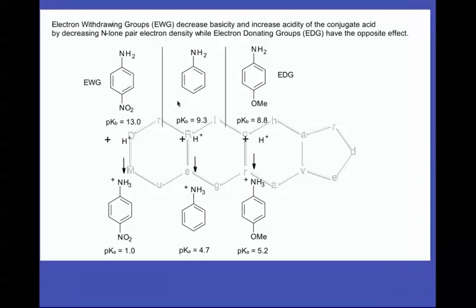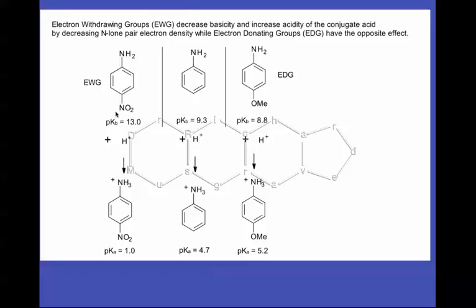The other thing we notice is that we can do what we were doing with the acids earlier. We can add electron withdrawing and electron donating groups to the ring, and we can investigate both the basicity and the strength of the conjugate acids that we get. So if we take a look at aniline, we can see that the pKb is 9.3 and that the pKa of the conjugate acid is going to be 4.7. So we've got a 9.3 and 4.7.